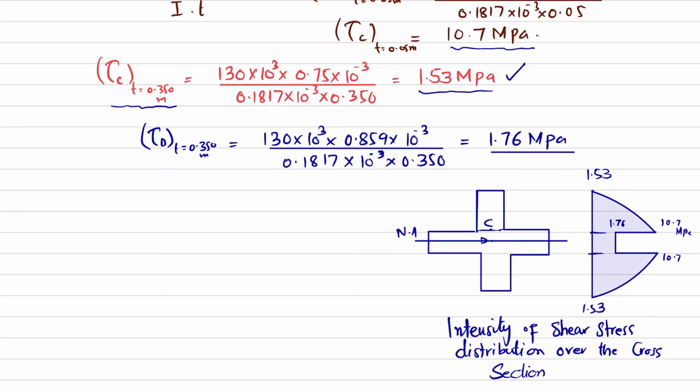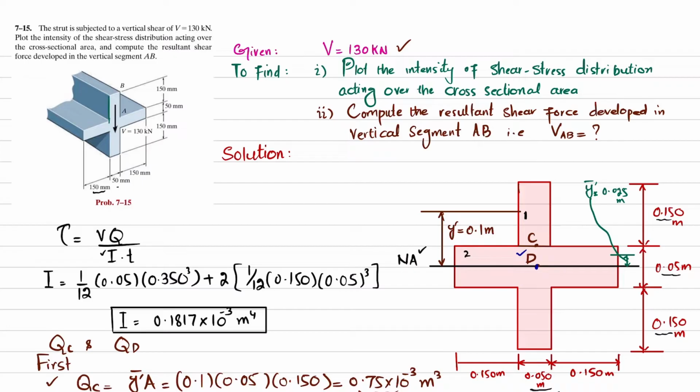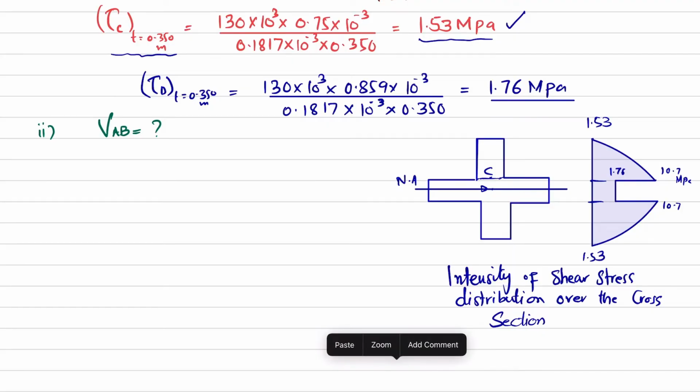Now we will move towards the second part, and in the second part we have been asked to find the vertical shear force along section AB. So this is the section, this is the AB portion. So we have to find this VAB over here. I have already drawn the cross section roughly over here. You can see it over here.